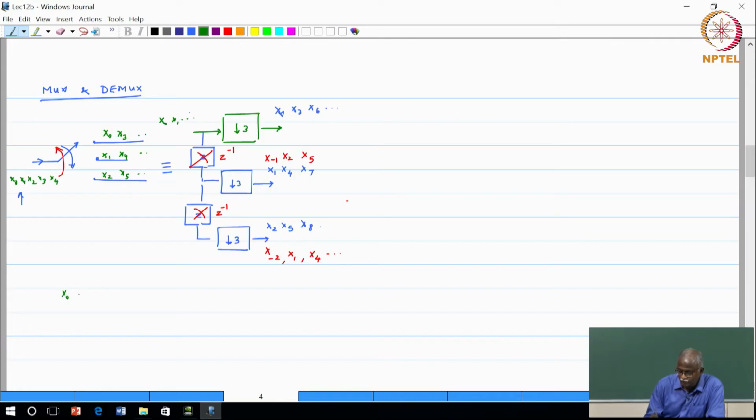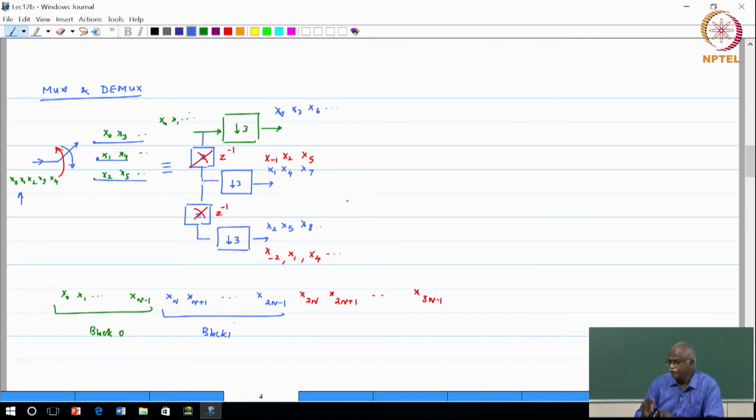So, I have data of this form x0, x1 all the way to x of n minus 1, then x of n, x of n plus 1, dot dot dot, x of 2n minus 1, x of 2n, x of 2n plus 1, all the way to x of 3n minus 1, dot dot dot. Now, we treat the first as block 0, the second one as block 1. We take blocks of data and then we do the data analysis.